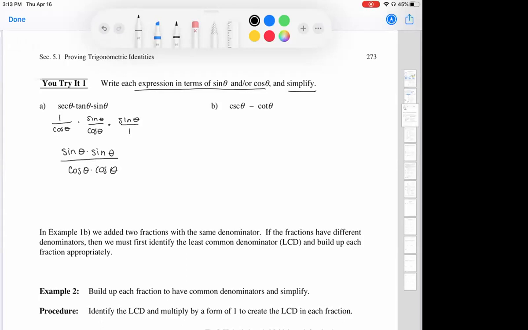Cool. All right, well, what's sine times sine? If you're ever confused, you can think of variables. X times X gives us X squared, right? So we're left with sine squared theta over cosine squared theta. And sine over cosine is tangent. So we're left with tangent squared theta as our answer.